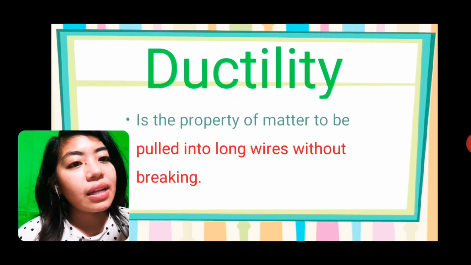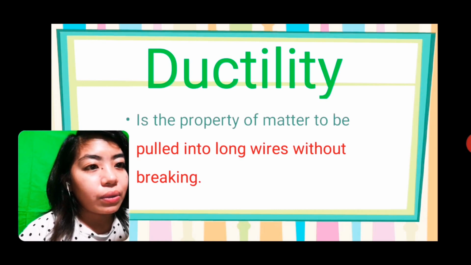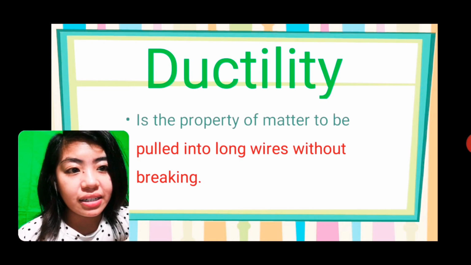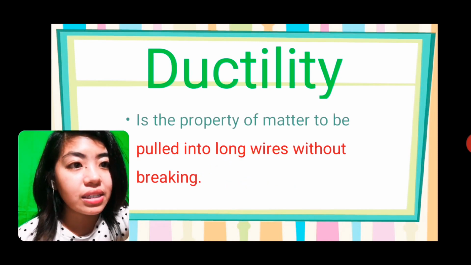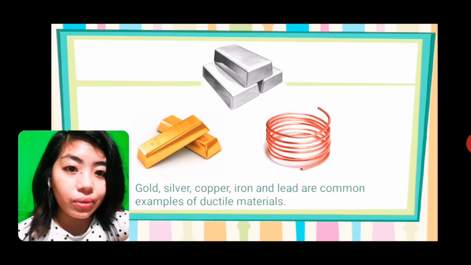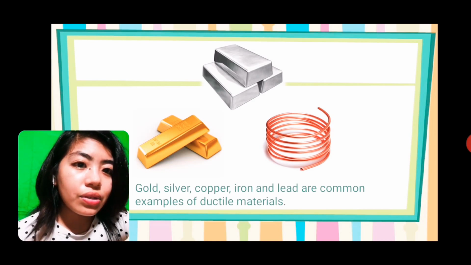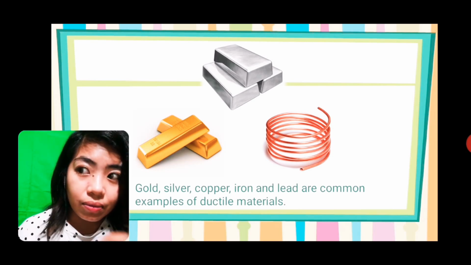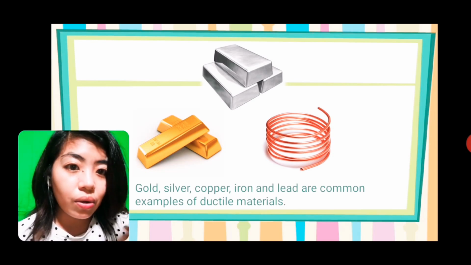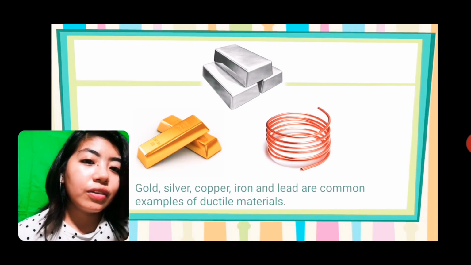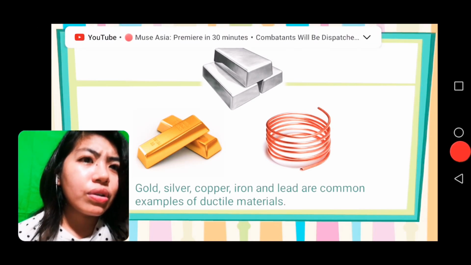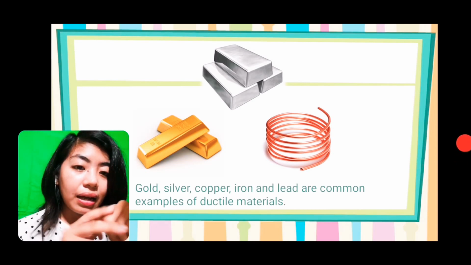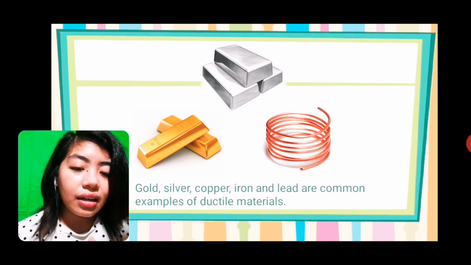Next is ductility. It is the property of matter to be pulled into long wires without breaking. For example, copper, which is most commonly used in our cables. Then we have silver and gold. However, we don't really use silver and gold for electrical cables because, you know what will happen.